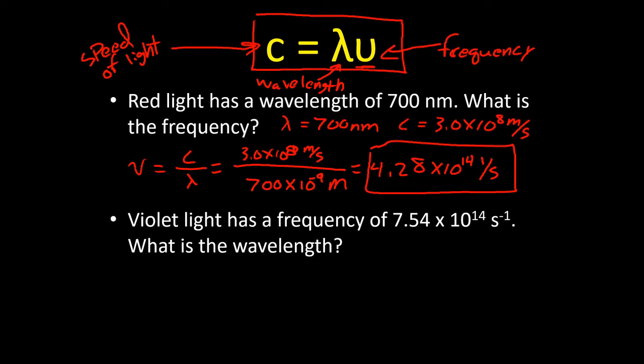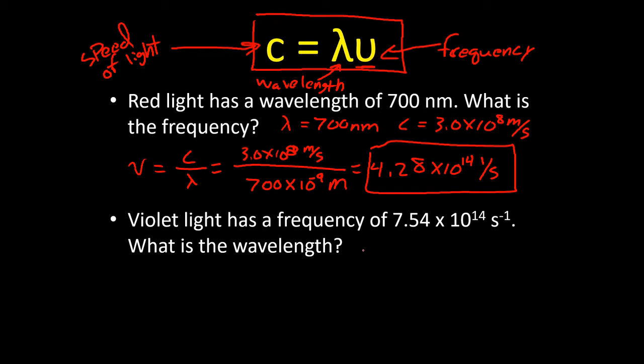All right, let's do something similar here. Now with violet light, this says violet light has a frequency of 7.54 times 10 to the 14 per second. S to the negative 1 is 1/seconds. Now we're asked to find the wavelength. Okay, we can do this as well. Again, I would encourage you to pause the video here to work this out yourself if you would like to see if you're grasping how to use the equation.